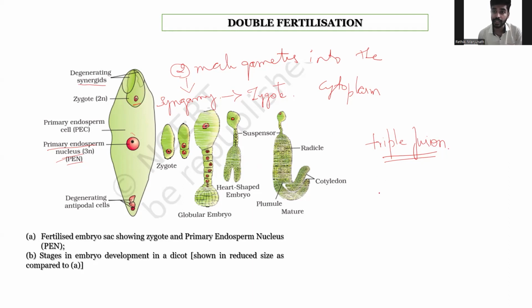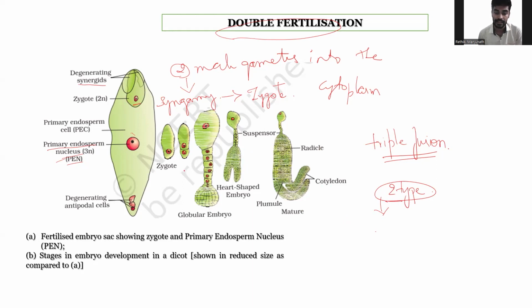And how many types of fusion have you seen? Two types of fusions can be studied here. One of the fusions was the syngamy fusion, and the second one is the triple fusion. So this phenomenon of two kinds of fusion taking place is called double fertilization. I hope now you are clear with double fertilization, and it is a very unique event that normally happens in all the flowering plants.